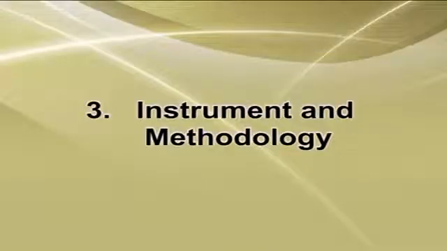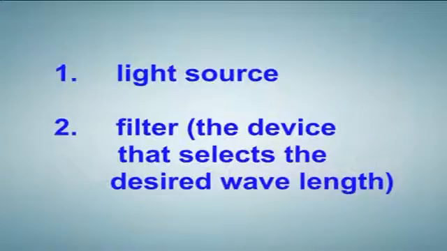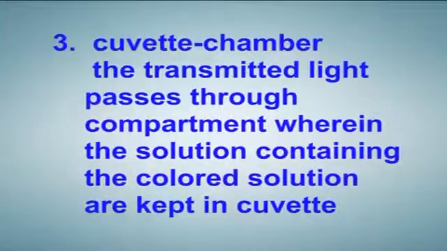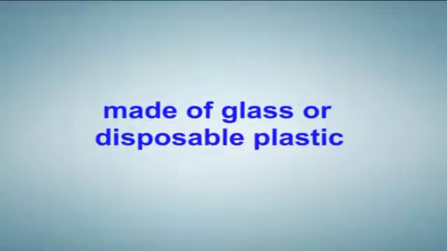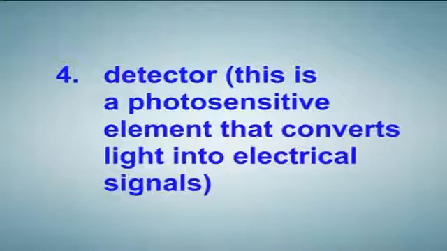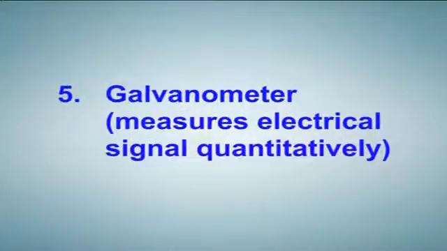Instrumentation and methodology. The instrument used to measure color is the colorimeter. This apparatus comprises the following parts: light source; filter, the device that selects the desired wavelength; cuvette chamber, where the transmitted light passes through the compartment in which the colored solution is kept in a cuvette made of glass or disposable plastic; detector, a photosensitive element that converts light into electrical signals; and galvanometer, measuring the electrical signal quantitatively.